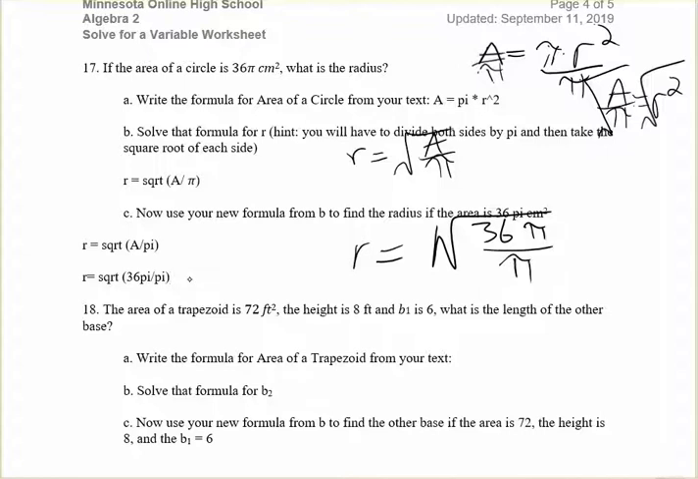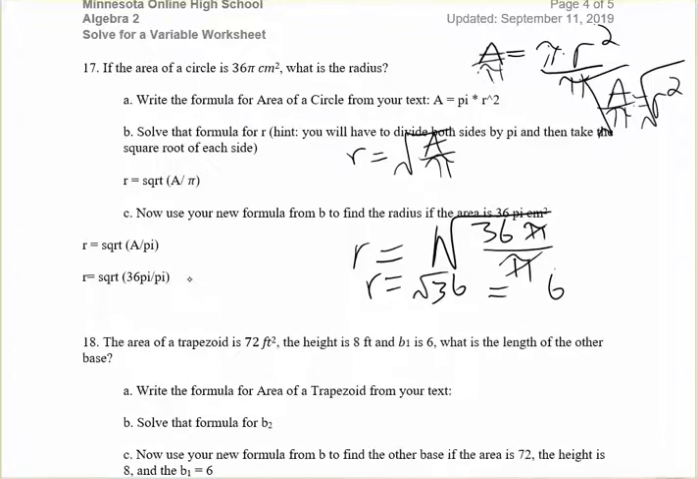Well, if you have pi being multiplied by 36 divided by pi, you can cancel those out. So I'm really just left with r equals the square root of 36. Well, what is the square root of 36? The square root of 36 is just 6. So this just means that r is equal to 6, and you have solved the problem.